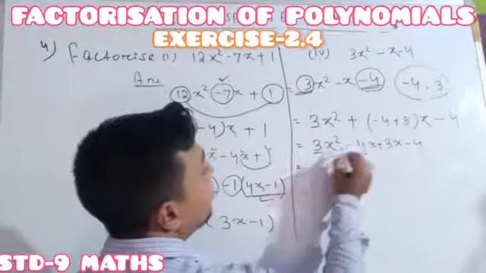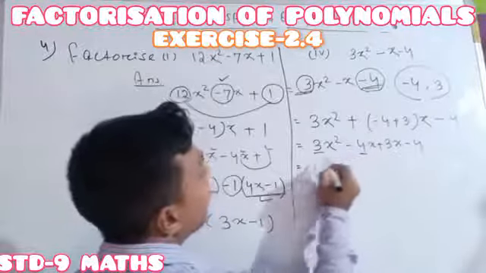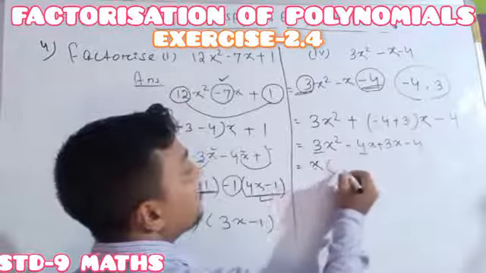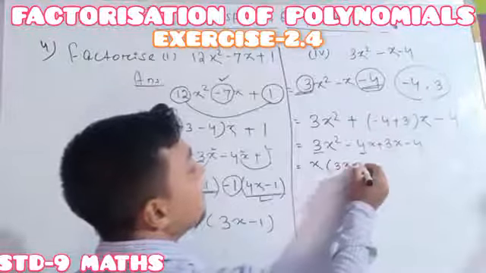So here it is 3x and here it is 4. From the first two terms, I can take x as the common factor. Whenever I take x as common, within the bracket it is 3x minus 4.